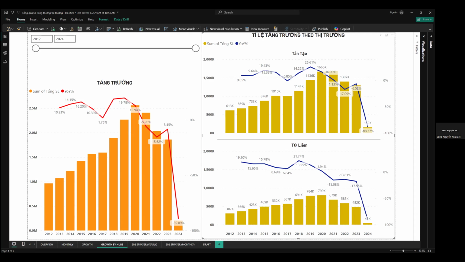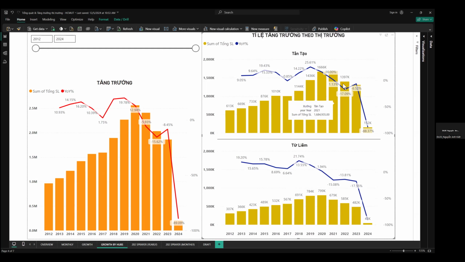And for Từ Liêm, the top performance, Từ Liêm saw its best year in 2020 with a YOY growth of 1.947%, and sales reaching 799K. But for underperformance from 2021 onward, sales volume and YOY growth declined steadily.